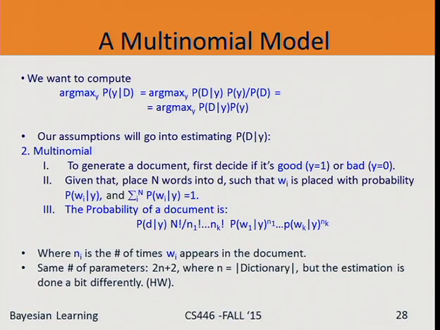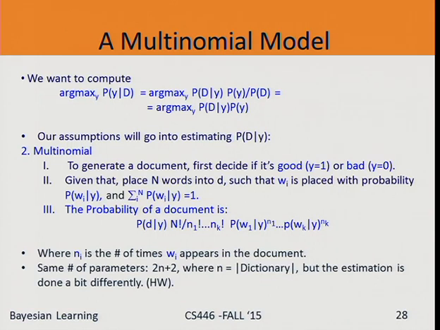Now, I'm deciding that I'm going to place capital N words into D, such that WI is placed with this probability, P of WI given Y. Of course, because I placed N words, the sum from 1 to N of P of W given Y must be 1. And therefore, this is basically a multinomial distribution.